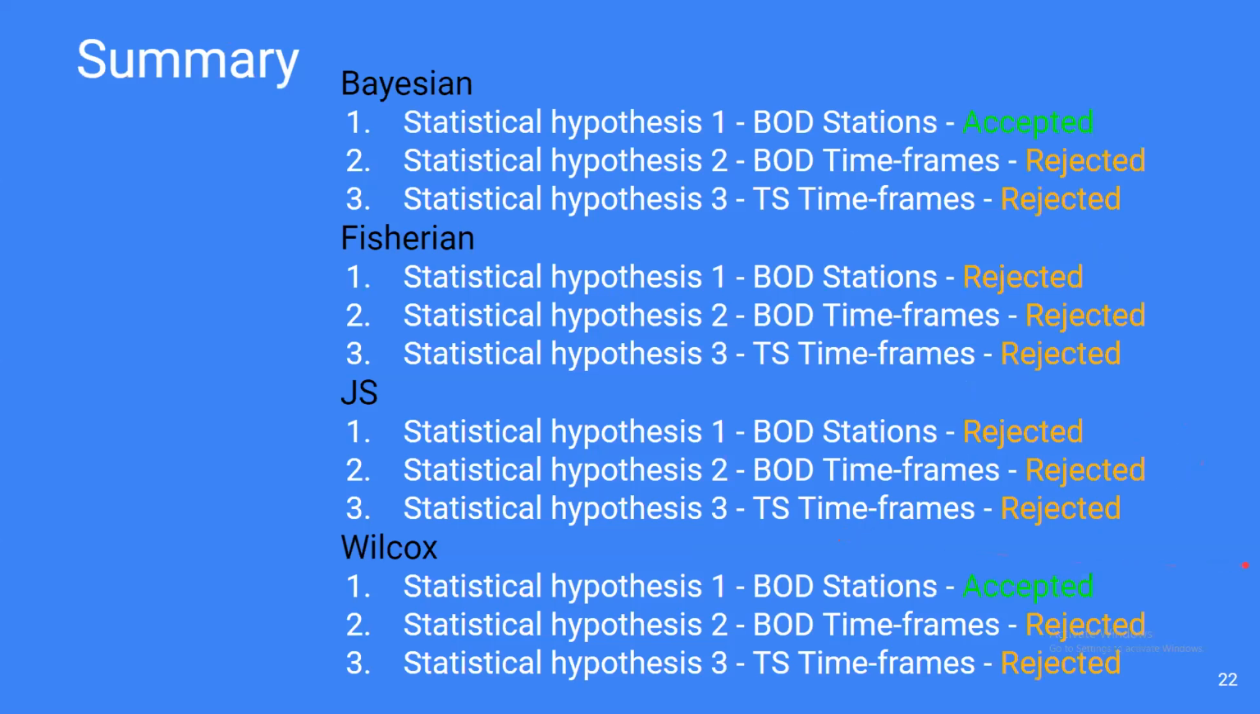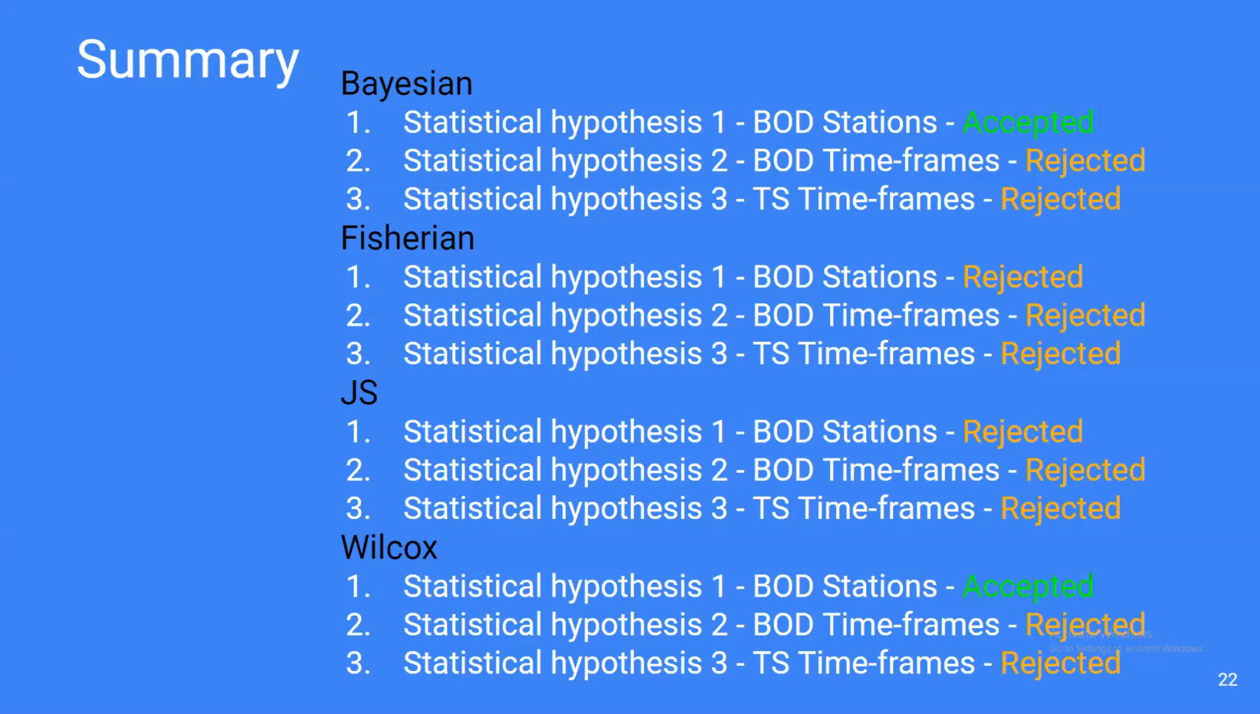And finally, we have a summary. We used different methods to test our hypothesis. We used the Bayesian approach, and we see that in one of those, we accepted the null hypothesis for the BOD stations. We used the Fisherian approach, and we rejected the null hypothesis in all of them. With the James-Stein, we rejected the null hypothesis for all of them. And finally, we did another analysis, which is the Wilcoxon. And this served us to see a comparison between all of the models and how they were performing.